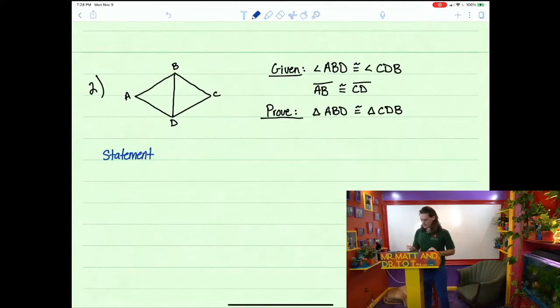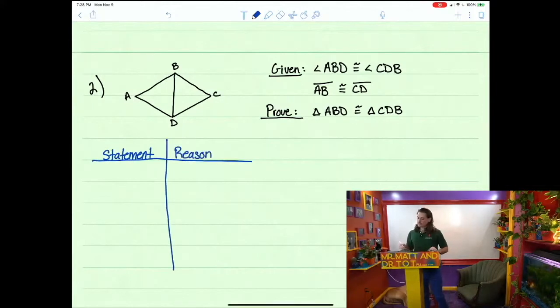Okay, so if we look at the statement and reason chart, if we plot one out. In the given information, they tell us that angle ABD, which is this angle right here, is congruent to angle CDB. That's this angle right here. Then they also tell us that side length AB is congruent to side length CD. And then also notice that they share side length BD.